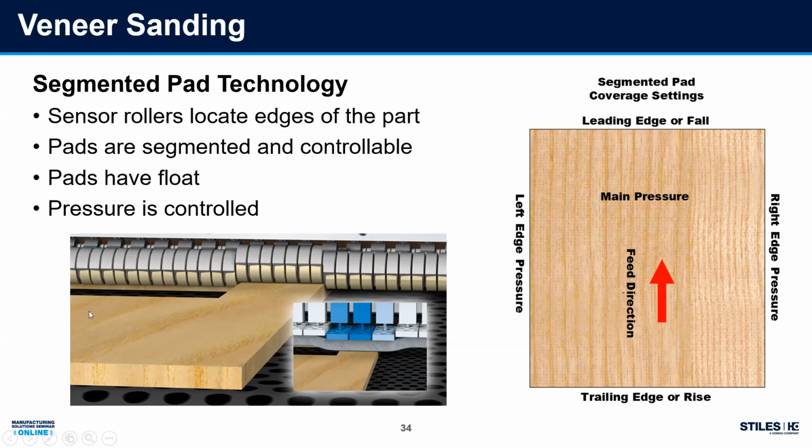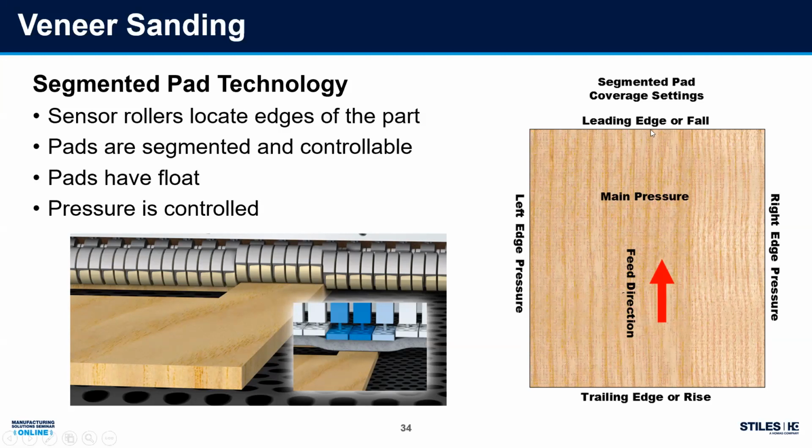So in a case like this, where I had a frame, I would only be firing segments that were on the area that I'm intending to sand so that I don't burn through sensitive surfaces. Segmented pads, of course, have float because each individual segment is separately controlled, and you can control the pressure. Depending on the system will determine how you control that pressure, but you can control how hard you're pushing down on the surface.